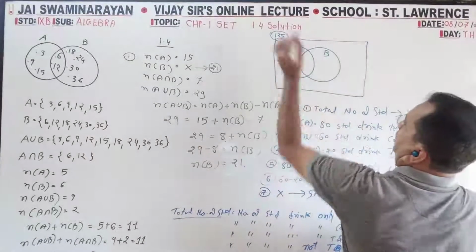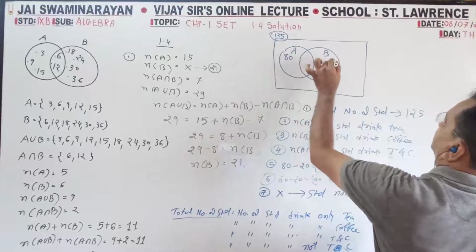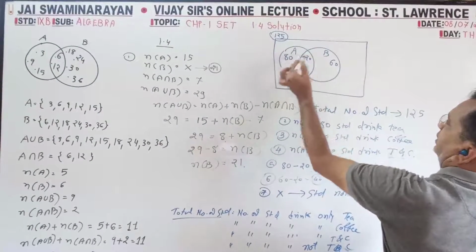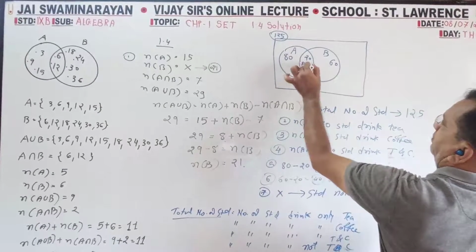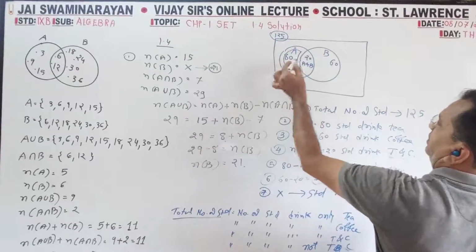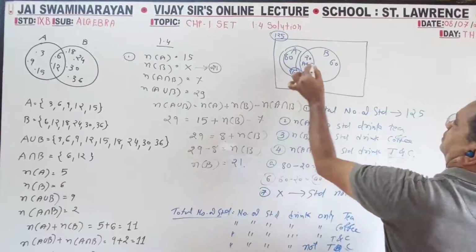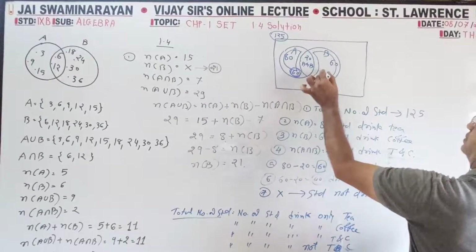Total students 125. Here they have given 80. Here they have given 60. 60 including this, so here 20. So I want to remove both A and B. So this much part will be 80 minus 20, that is 60. And this much part is 60 minus 20, so 40.